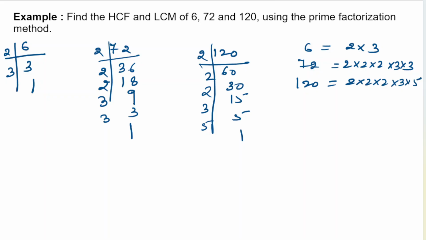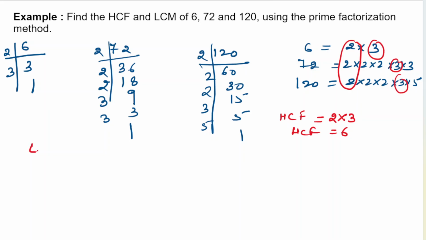Now we will find the HCF. For HCF, we have to take the smallest power of the prime numbers common in all the numbers. So 2 is common in all. The lowest power of 2 common in all three is 2 to the power 1, so we take 2. Then 3 is common in all three, but only 3 to the power 1, so we write only 3. 5 we are not having in 6. So HCF is equal to 6.